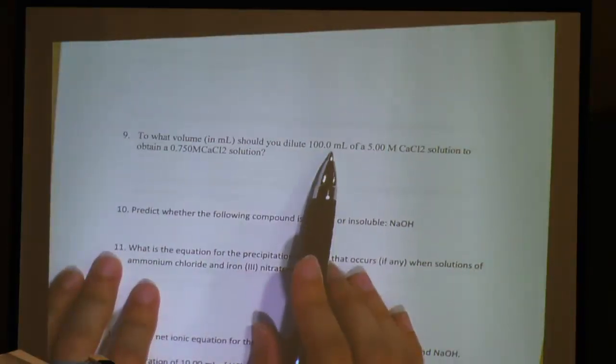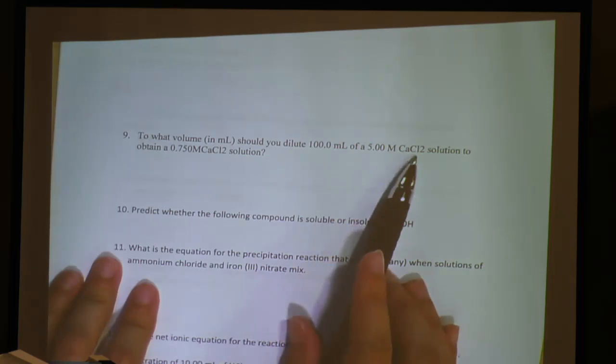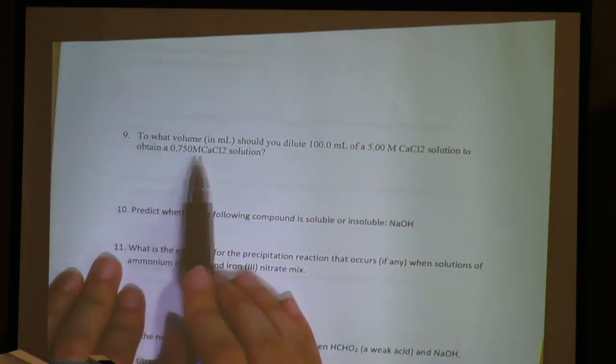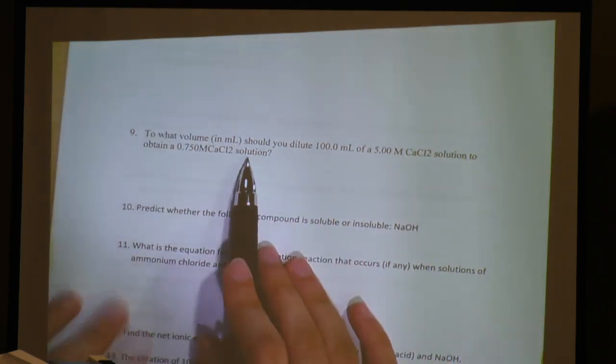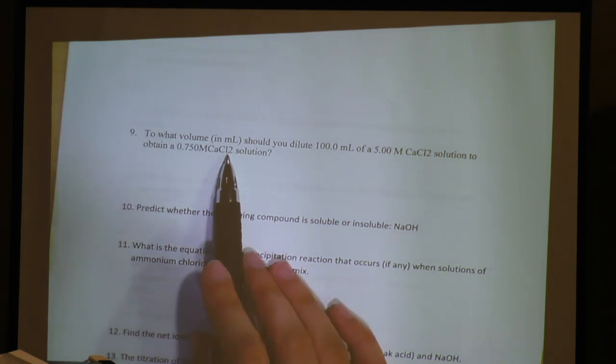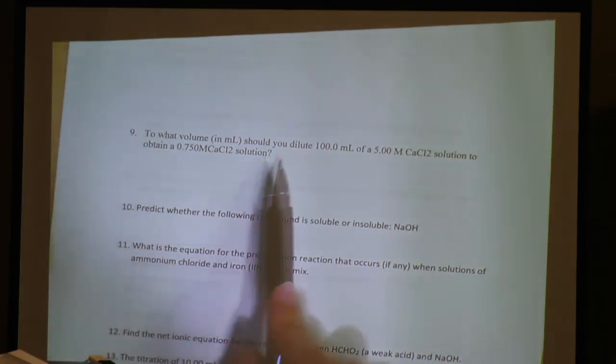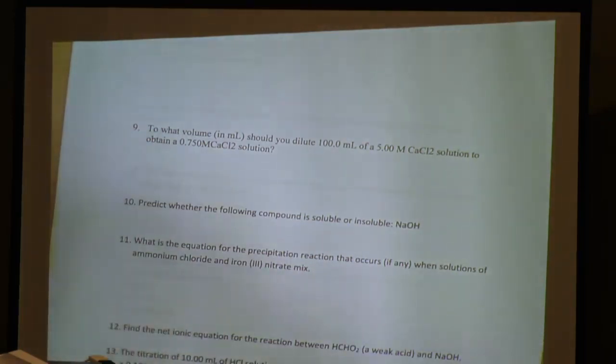To what volume in milliliters should you dilute 100 milliliters of a 5 molarity CaCl2 solution to obtain 0.75 molarity CaCl2? So with these types of problems, again, these are going to be really big when you get to Chem 2, so it's really good for professors to test you on them now. And also, they apply to real life. So if you're in a research lab, this is definitely going to be something important. That's why professors like it.